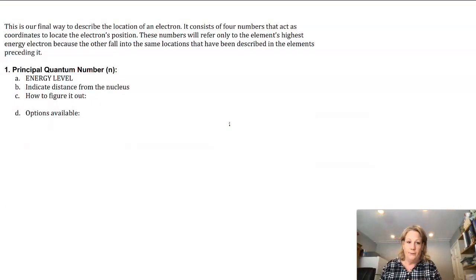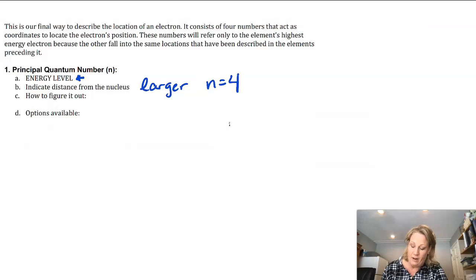So this is where you're going to want to use your note sheet and fill that out with me. There are 4 quantum numbers: n, l, m sub l, and m sub s. They're not even numbers, they're letters. The first quantum number is called the principal quantum number, and what it tells us is the energy level of the electrons, which essentially tells us the distance from the nucleus. If you have a larger n, like n equals 4, that's going to be farther from the nucleus than a smaller n, like n equals 1. The options available are just positive integers starting at 1.